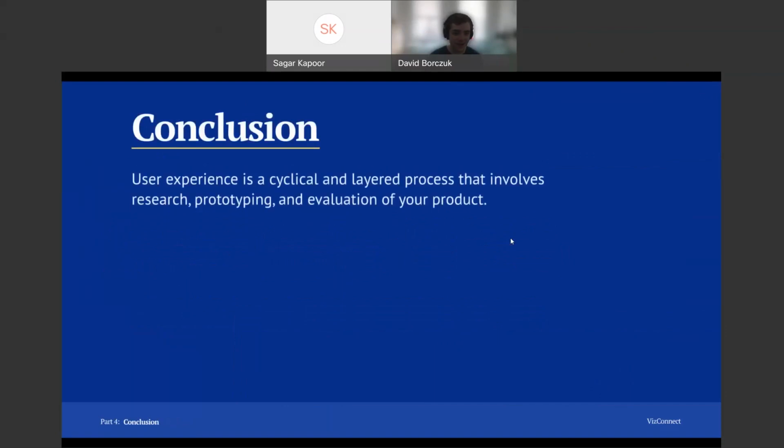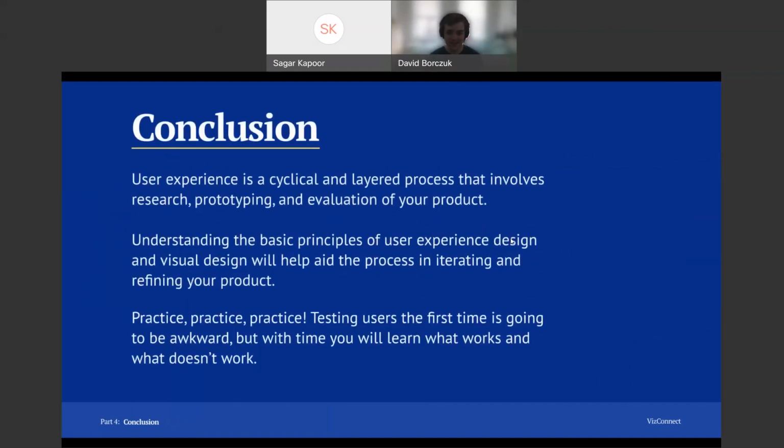Just to conclude, user experience is a cyclical and layered process that involves researching, prototyping, and evaluating your product. And you want to understand the basic fundamentals of user experience and visual design. That's going to help you do everything that's required for the user experience stack. And that does take some practice. But practicing the actual methodologies is going to be the important part.